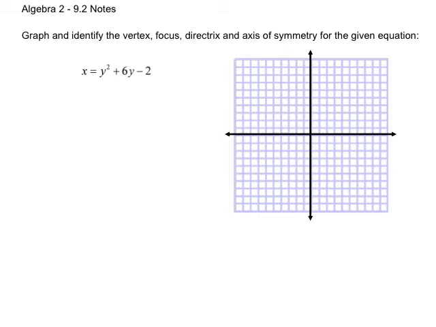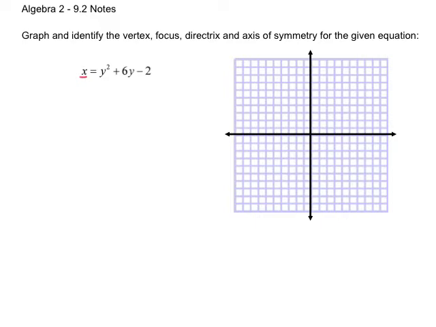Okay, graph and identify the vertex, focus, directrix, and axis of symmetry for this equation. Now we've got x equals y squared plus 6y minus 2. Well, this is going to be a little bit more tricky. It's different than we're used to, because now it says x equals y squared. Right off the bat, I know that I'm going to open left and right. I don't know if I open left or right, but I know that it's got to be one of those two directions. And it says to graph and identify the vertex. Well, this is not given to me in vertex form, so what I have to do is complete the square.